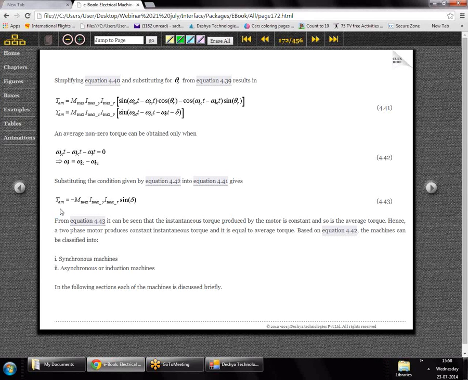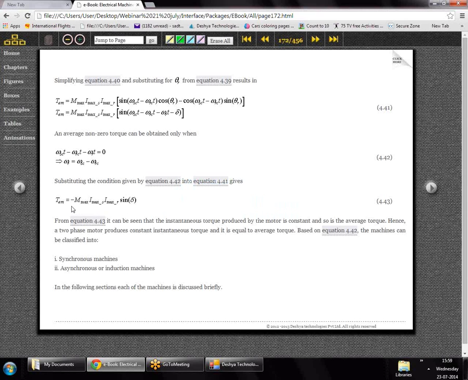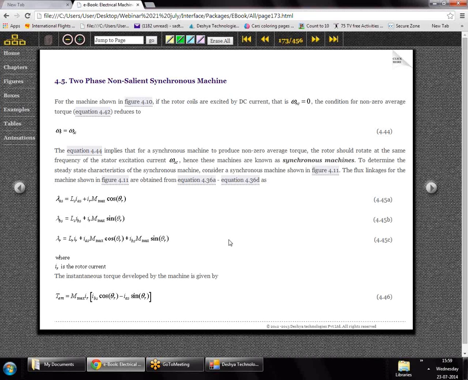Now if we look at this expression 4.43 very carefully, it is very similar to the expression of torque for induction machine and for the synchronous machine that we saw at the very beginning of today's webinar. And this is the expression which is valid for both synchronous and asynchronous machine. Now let's have a quick look at the synchronous machine.